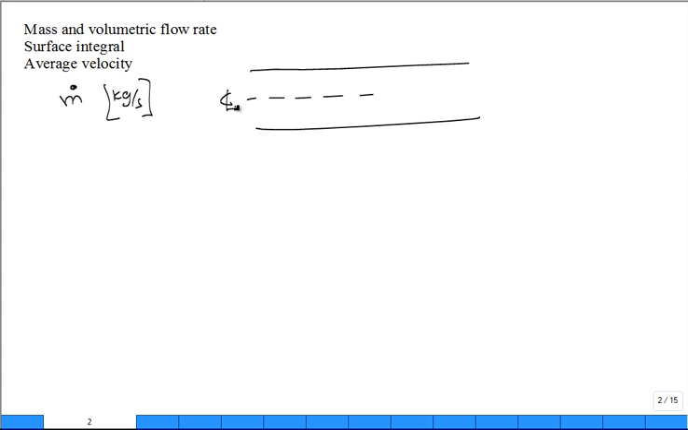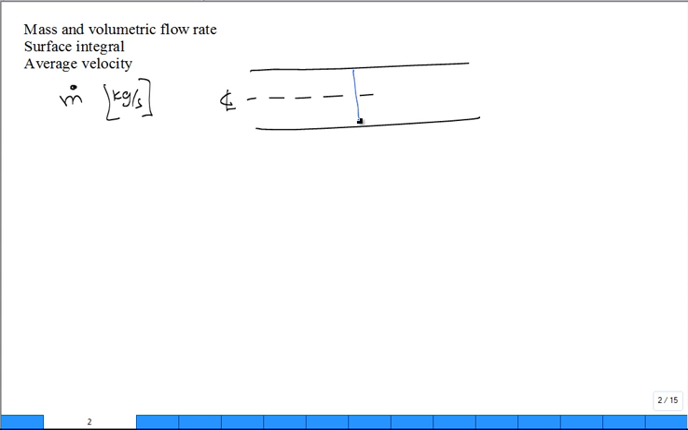So first of all, I think most of us have done conservation of mass for a control volume. And when you do that, you have flow going in and flow going out. So you have mass flow rates. And so our symbol for the mass flow rate is m dot. And what units would m dot be? Maybe kilograms per second.